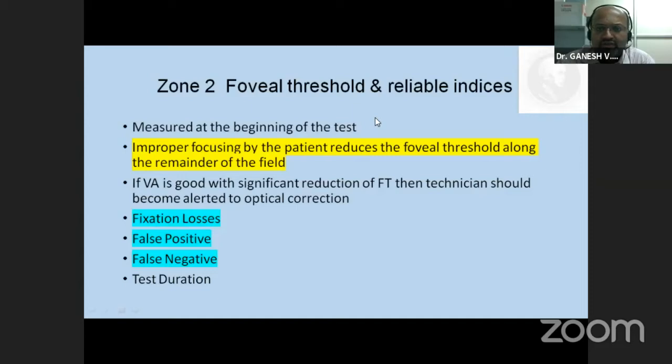Coming to the foveal threshold and reliability indices. The foveal threshold is measured at the beginning of the test, and improper focusing by the patient reduces the foveal threshold along the remainder of the visual field. It's very important to see the visual acuity and the foveal threshold. Anybody with 6/6 should have a foveal threshold better than 32 decibels. Other reliability indices which are very important are fixation losses, false positive and false negative errors.